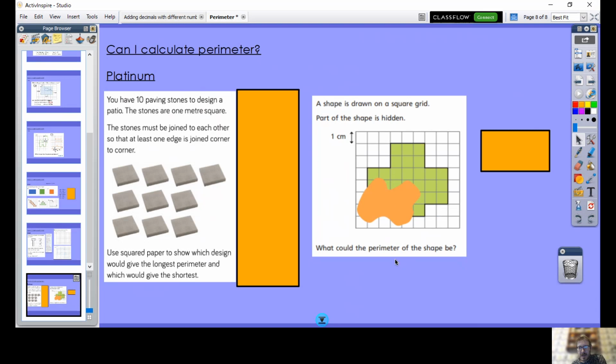And then with this question here, a shape is drawn on a square grid. Part of the shape is hidden. What could the perimeter of the shape be? Again, lots of different options for this one. So pause the video and tackle these questions.